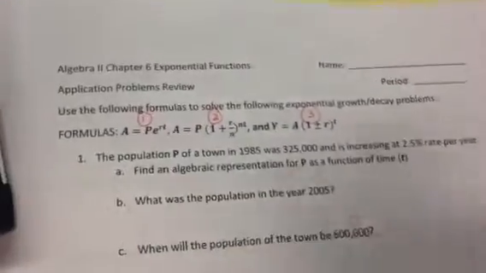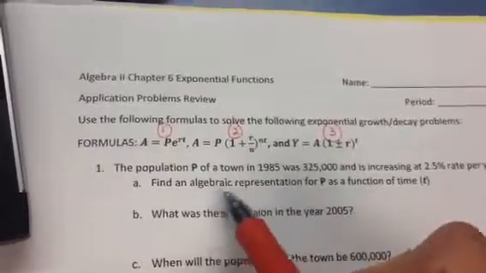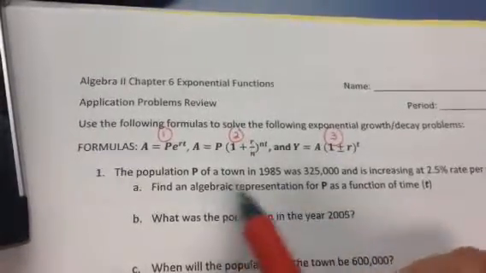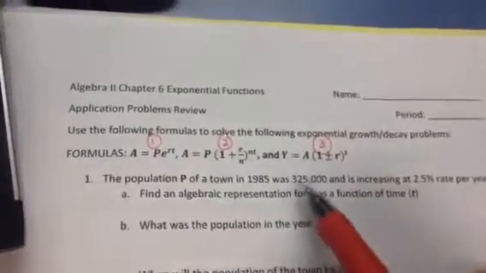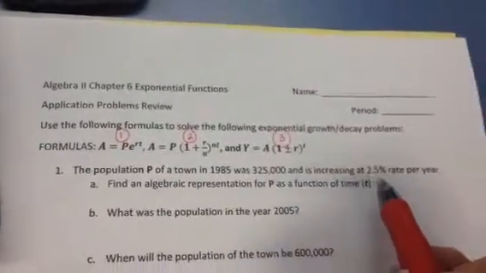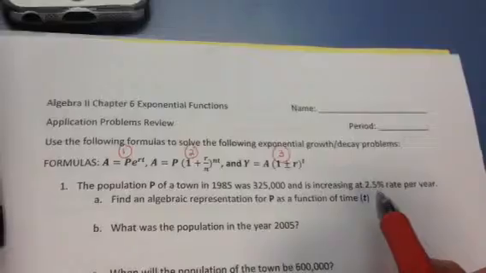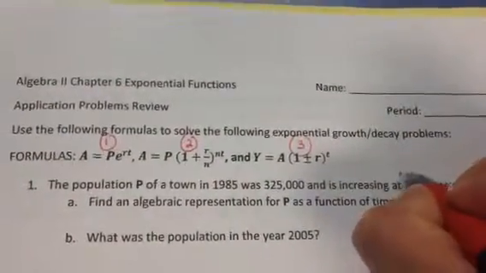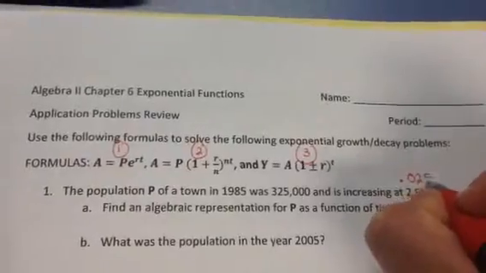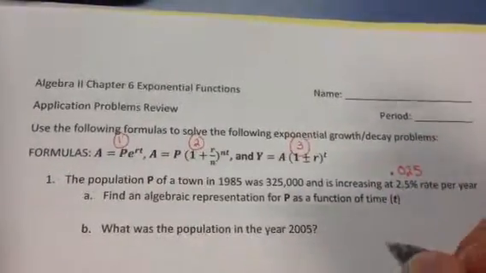So the first question, when it asks you to find the algebraic representation, it just means we're going to be writing the equation. So the population P of a town in 1985 was 325,000, and it's increasing at 2.5% rate per year. So just real quick, the decimal version that we're going to need is 0.025. So I'm just going to write the equation.